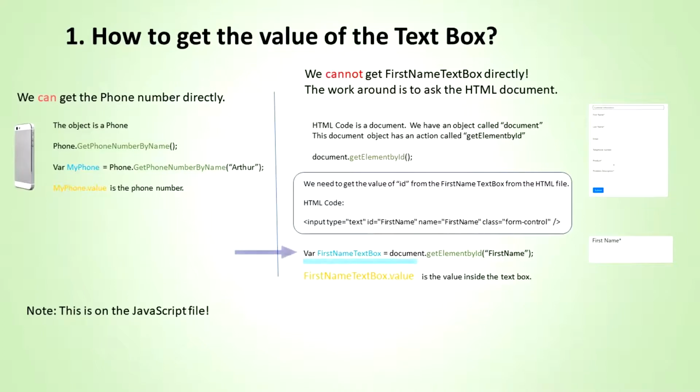Like this: document.getElementById of firstName, assigned to the variable var firstNameTextBox. Then to get the value, we simply add .value, like firstNameTextBox.value is the value inside the text box.